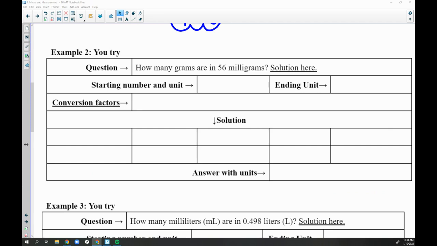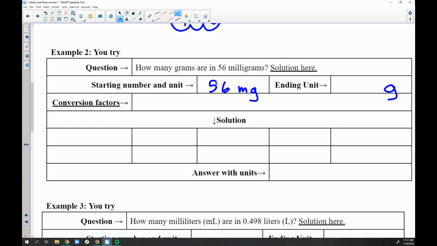Okay, if I can get everyone looking up here again, we're back to go over the example 2 you try. Walk you guys through this. So step 1 is to read through the question carefully. Identify the starting unit. What is my starting number and unit for this one? What have you been given? 56 milligrams. The abbreviation for that is mg, if you look on page 44. And we are trying to figure out how many grams that is, so that is our ending unit.